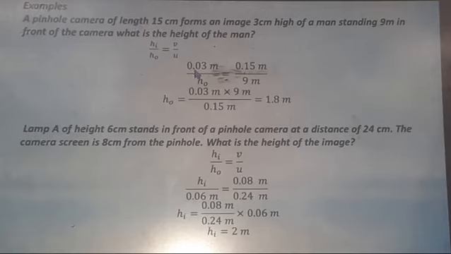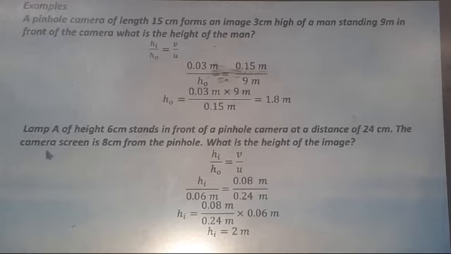So by substituting 0.03 over h naught is equal to 0.15 over 9. Therefore, the height of this man, which is equivalent to h naught, is equal to 1.8 meters.